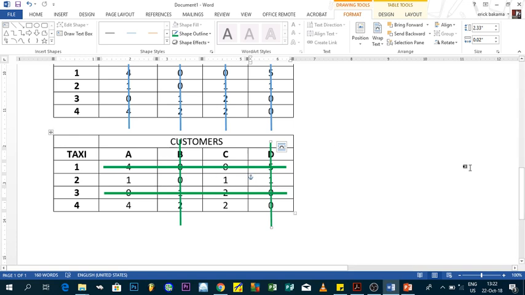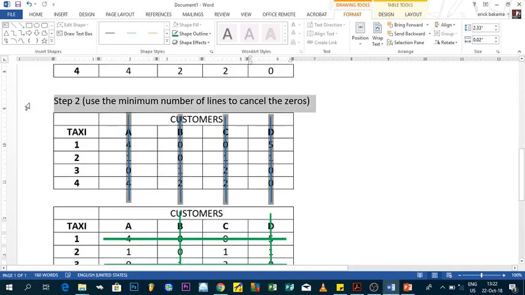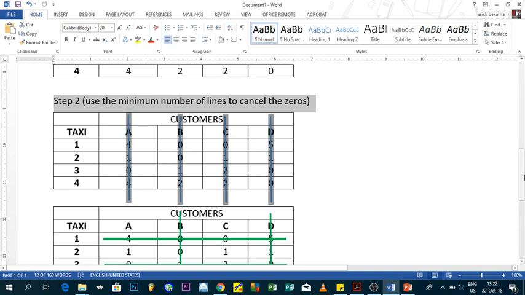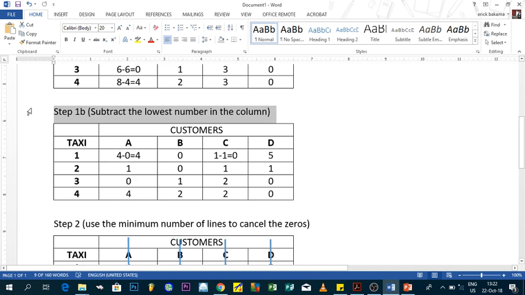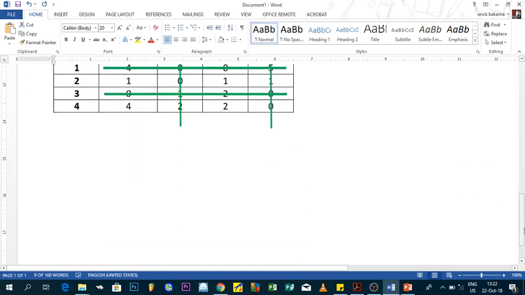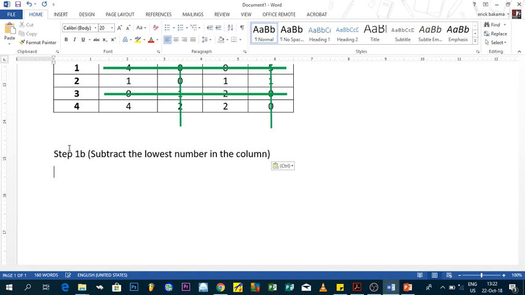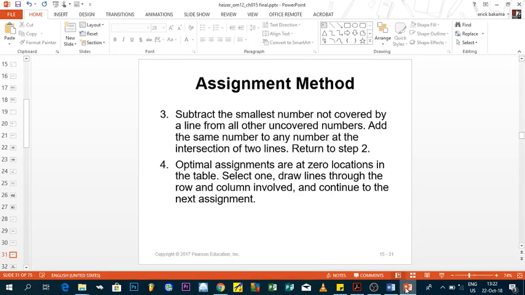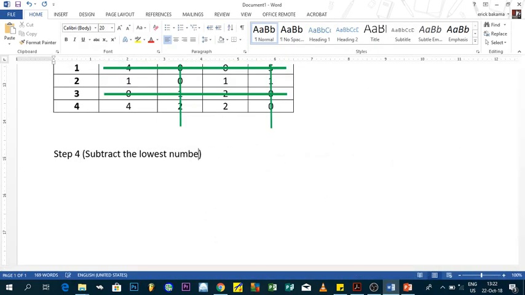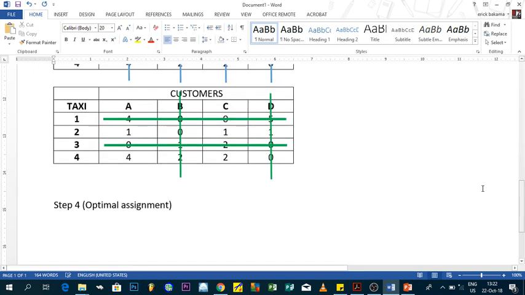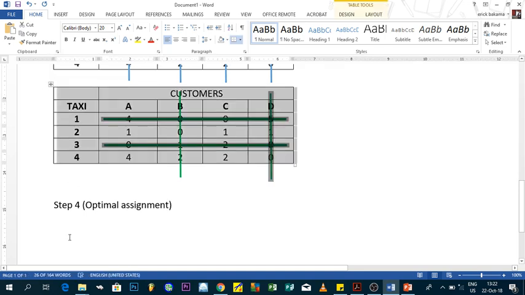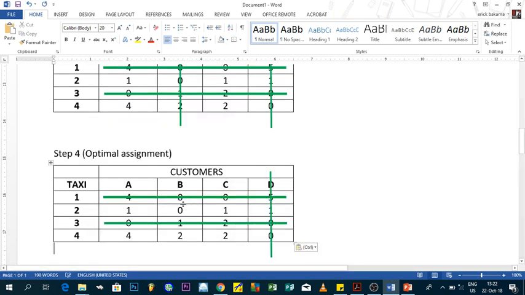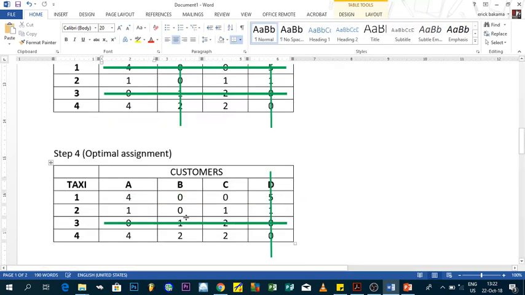So we go straight to step 4. Let me take the heading of step 1. So we do like this, and then we have step 4. What is step 4 about? Step 4 says the optimal assignment. So now we assign based on the previous table that we got. As I told you, you always solve based on the previous table that you got. So I'm going to remove these ones and so on.